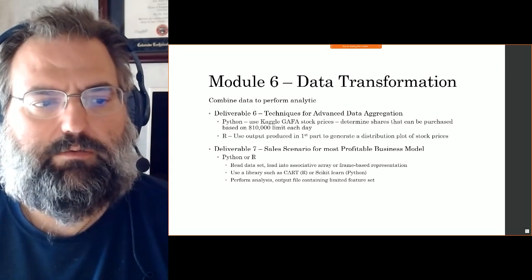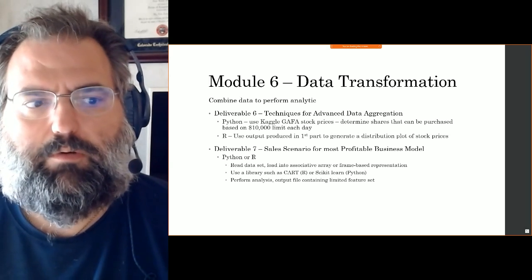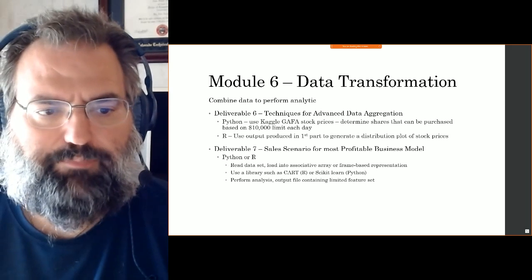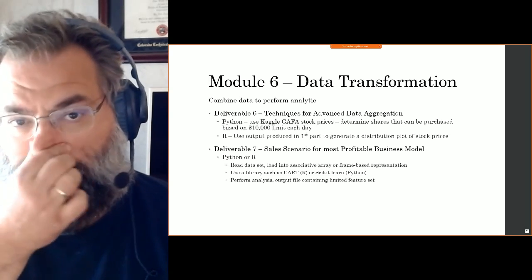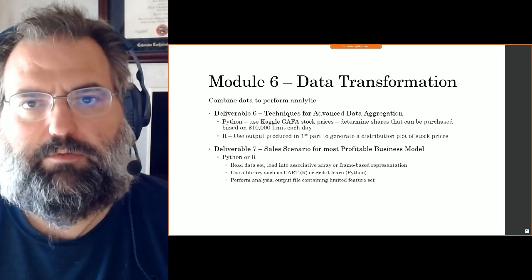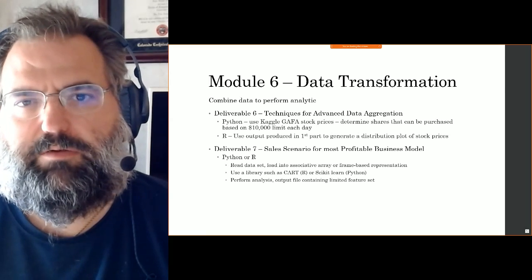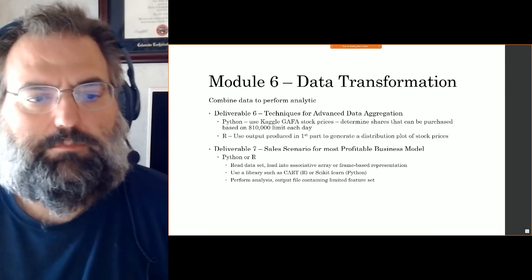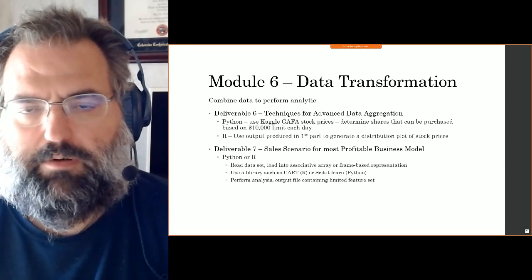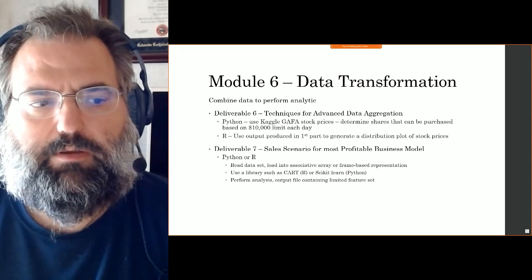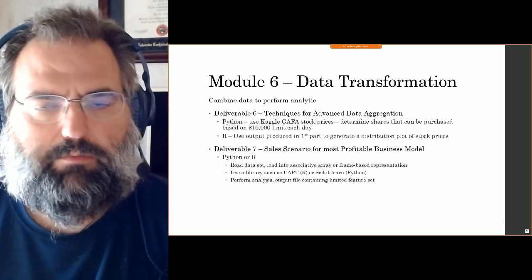Deliverable 6, we'll talk about it in more detail later, but it's around essentially continuing work with the GAFA data set. And basically figuring out if you had $10,000 a day, how much could you buy of each, doing essentially an even split across all 4, so $2,500 per stock. So it's taking the price and the amount of money you have and how many shares can you get for that much money. That's the primary part of that. Then for the R side of that equation, you take the data that's generated in the first part, which you do in Python, and do essentially a distribution plot to show where those things fall.